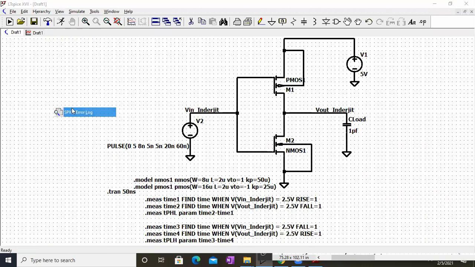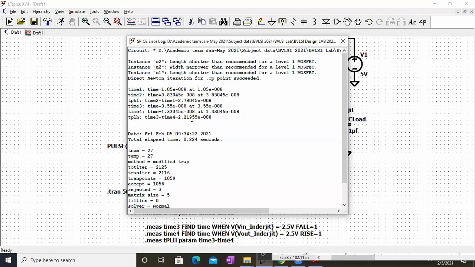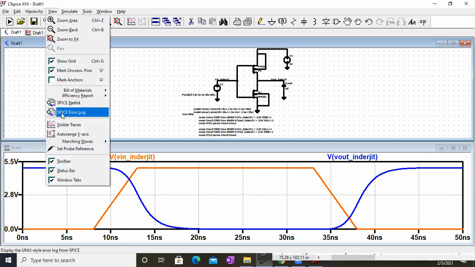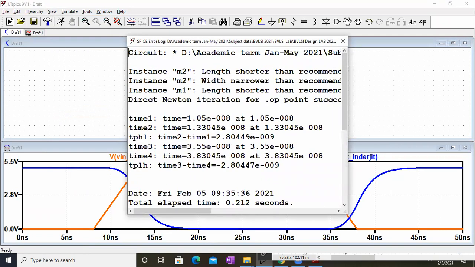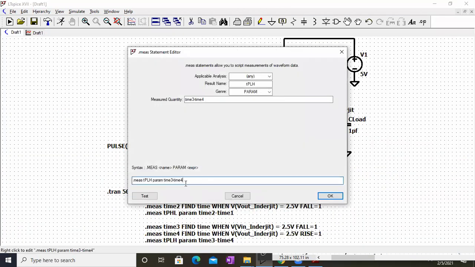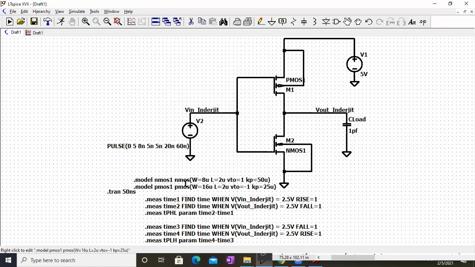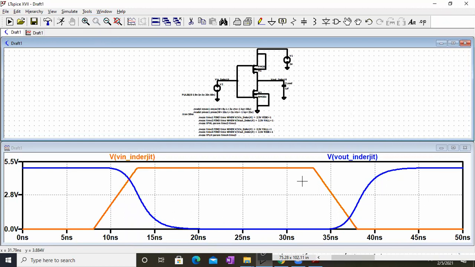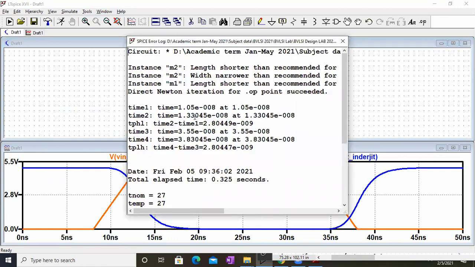So you go to view, spice error log. I think I have to simulate it once and then go to view, spice error log. Yeah, these are the correct values which you get, high to low propagation delay and low to high propagation delay. And the timing has to be T4 minus T3 only, not T3 minus T4. So I will change it to T4 minus T3. Fine with it? So this gives us all the values properly now. That is absolutely fine, and these are the propagation delay values we are getting directly.